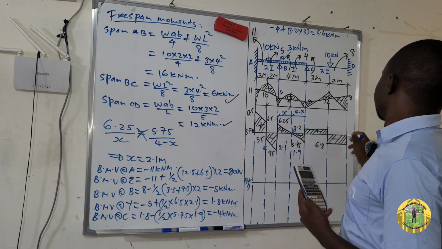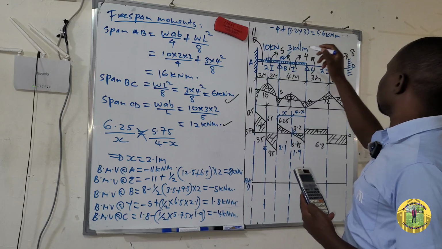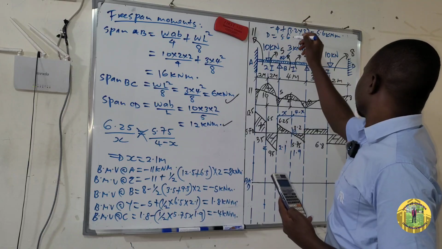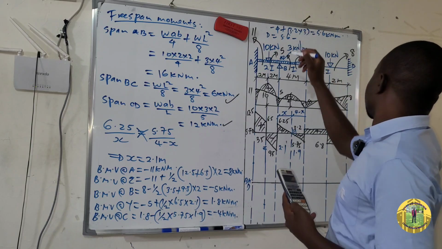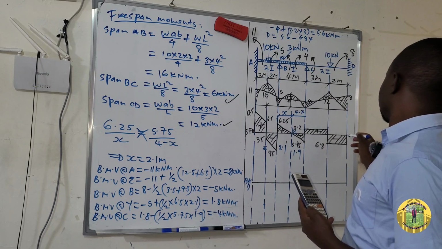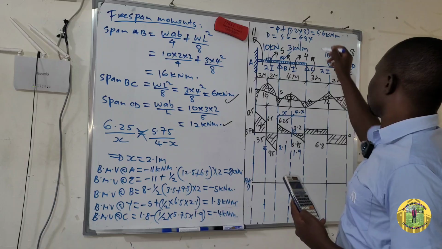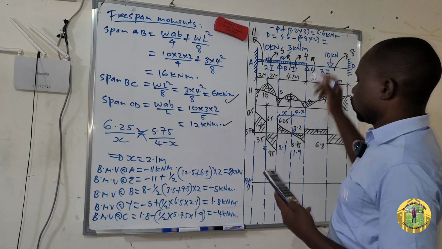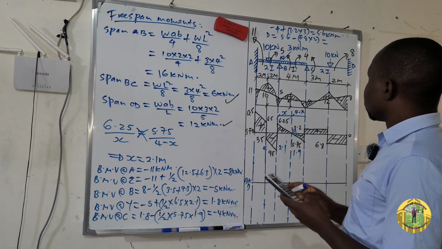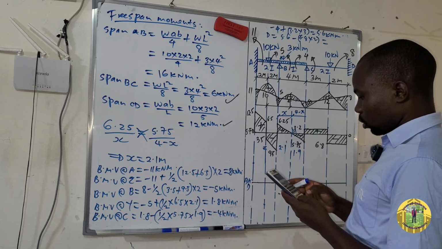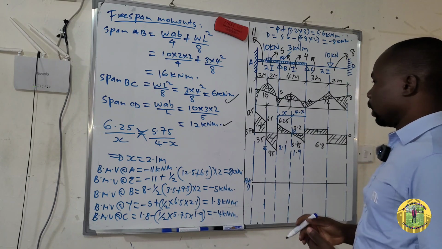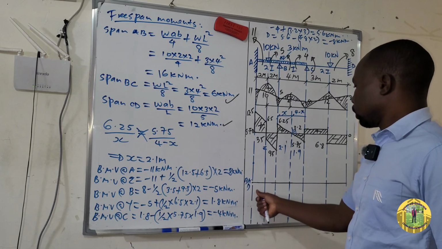And then bending moment at D, we know is 8. So let's prove it. So at D, it will be 5.6 minus this area, which is 6.8 times 2. So 5.6 minus 6.8 times 2. You get minus 8 kilonewton meter, which is correct. Now let's now draw the BM diagram.